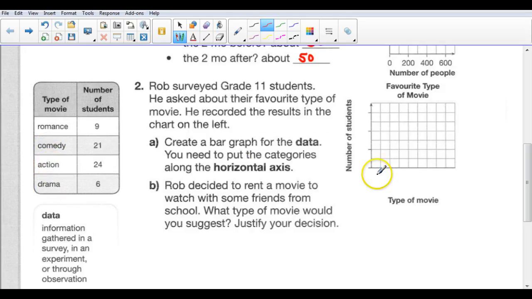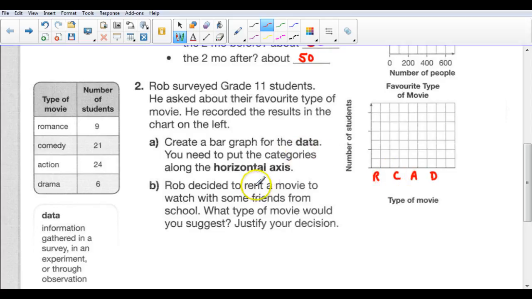So the first one we'll do is we'll do romance. So I'm just going to put an R right there. And then I'm going to leave a space, and then I'm going to put C for comedy, leave another space, put A for action, leave another space, and then put D for drama. Okay, so that's what we represent.